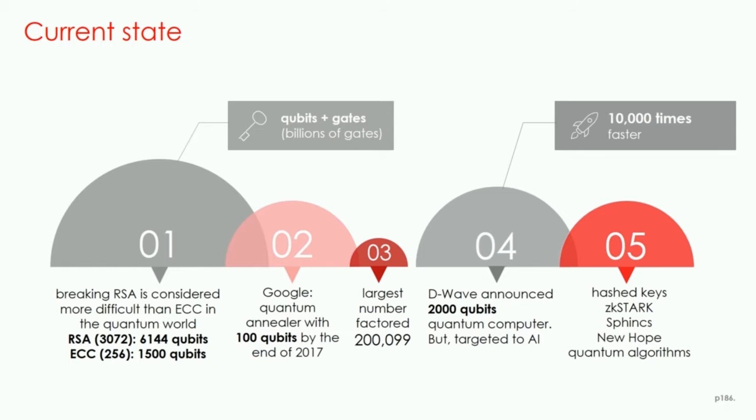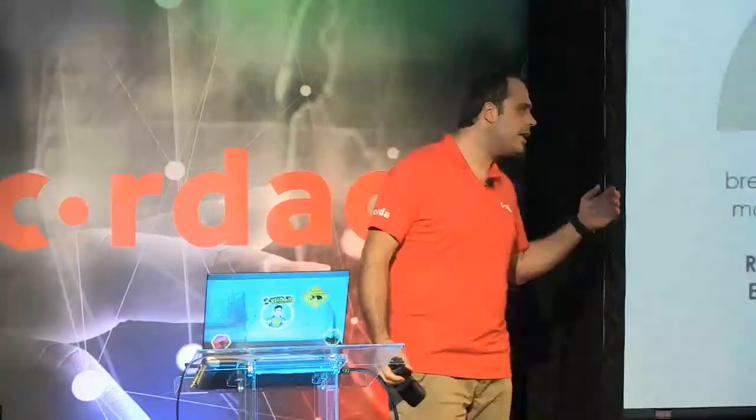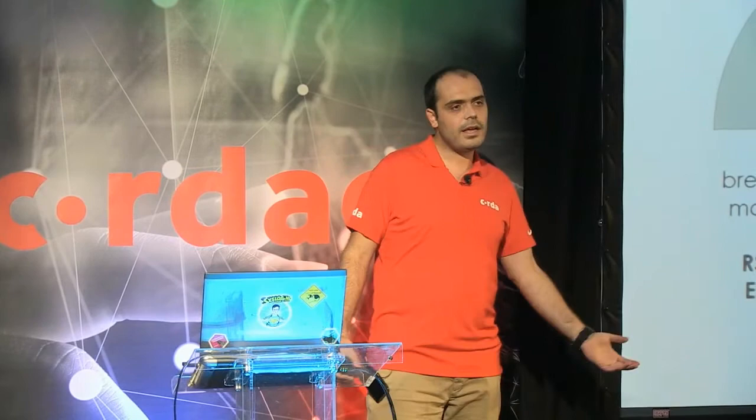At the moment, we have Google announcing that they will build a quantum annealer with 100 qubits by the end of 2017. I don't think they will manage to do it, but probably 49 or 50 is possible. The largest number factored is still very small, just 200,000. But there are some companies, for example D-Wave, that announced a 2,000 qubits processor. And the thing is that they're only focusing on AI problems. It's targeted at machine learning, and it's actually for quantum annealing problems. As they state, I think they don't have plans to do it for security purposes, to crack algorithms.